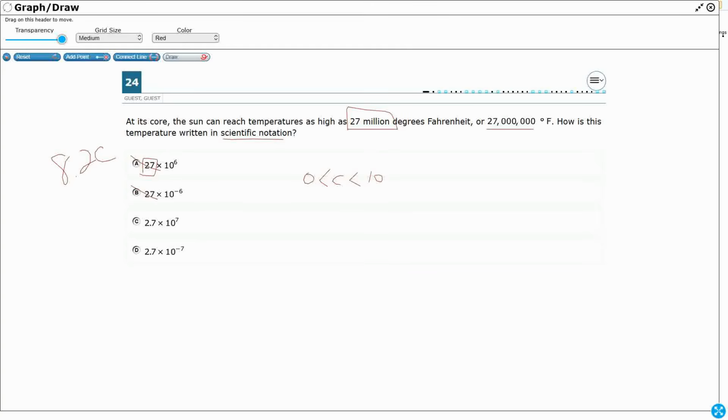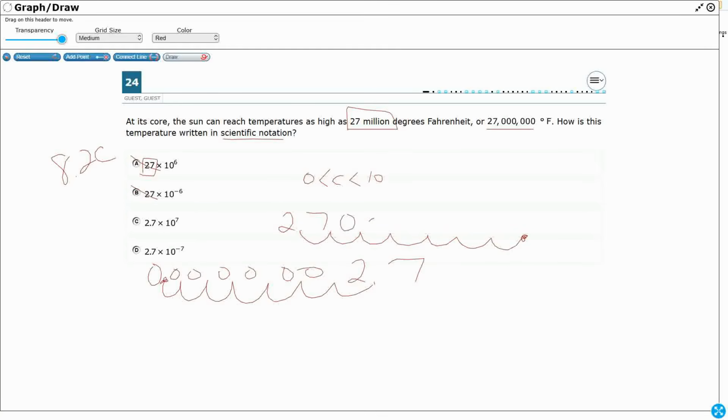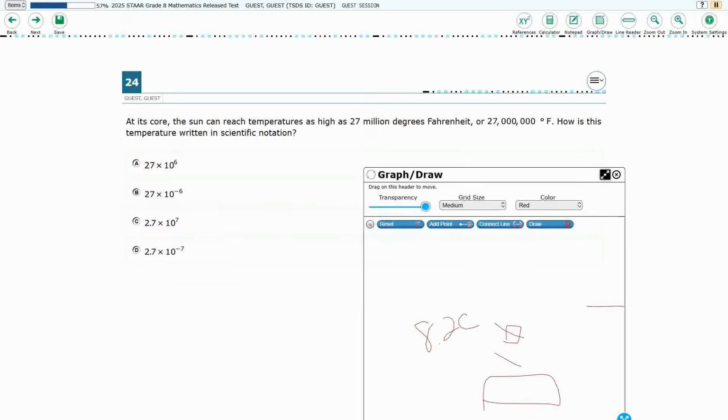And take a look. This negative 7 means we're going the opposite way. 2.7 to the negative 7 means we're going left 1, 2, 3, 4, 5, 6, 7. So that's what that reads. And that is incorrect. This one is 2.7, and you go to the right 7 times. 1, 2, 3, 4, 5, 6, 7. Put your zeros in your blanks. And here we go, 27 million. So our answer here is C.